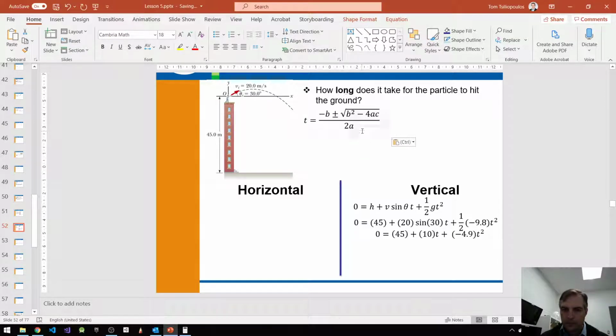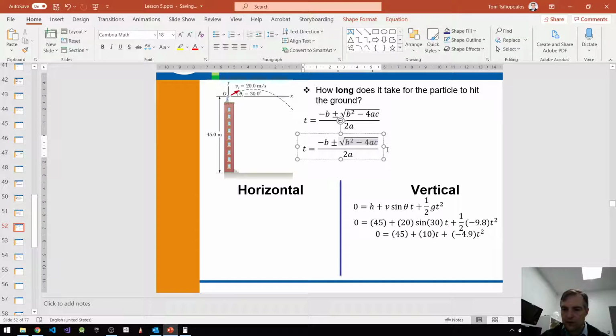And what I want to do is plug in all the values that I know. So you can see that this would be C, 45. This would be A, meaning A would be negative 4.9. This is good. Why would this be good? Because you can see that a negative times a negative here would be a positive at the end. B squared, B being this number right here, is 10. So this should be 10 squared. That's B.